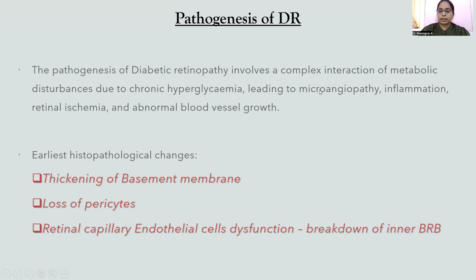Due to chronic hyperglycemia, there will be microangiopathy, chronic inflammation and all the damages that occur in the retina. The earliest histopathological changes you note in diabetic retinopathy are thickening of basement membrane, loss of pericytes, and retinal capillary endothelial dysfunction. These three lines you have to know at any cost. These are the histopathological changes that you see in DR: thickening of basement membrane, loss of pericytes, and endothelial cell dysfunction.